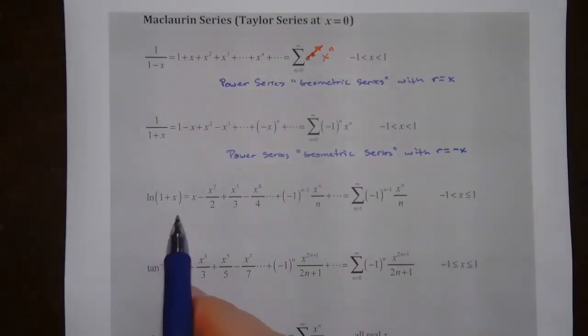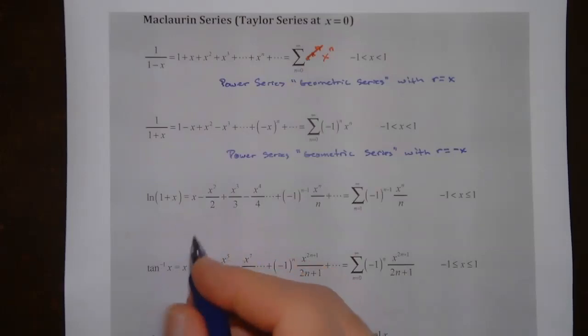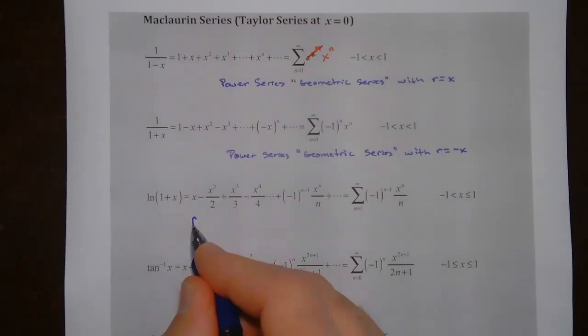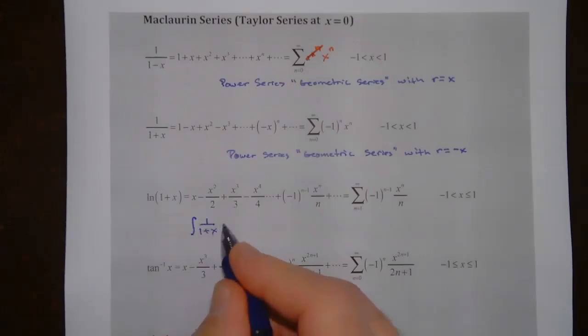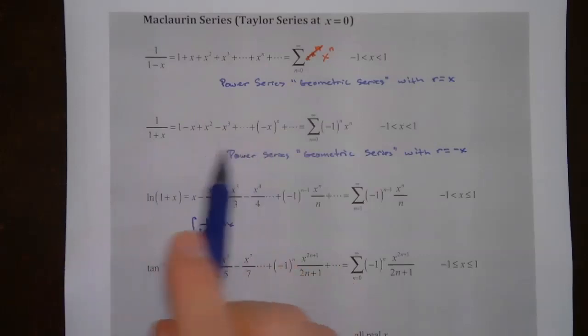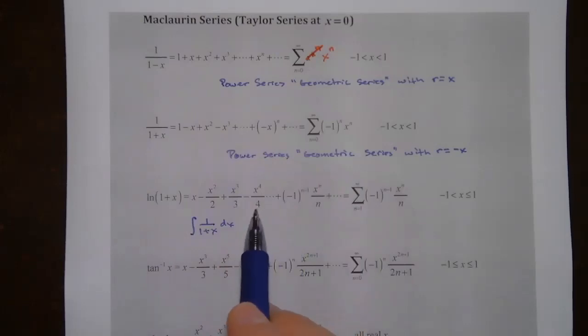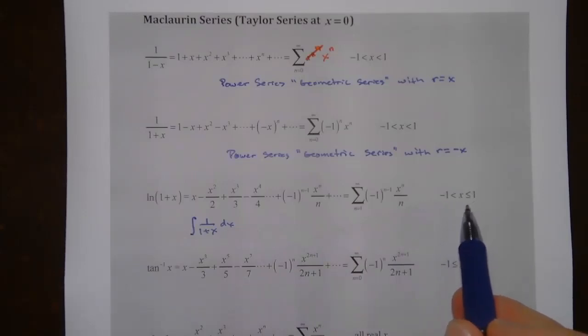Now, this is also a Maclaurin series, a Taylor series, and it came from integrating 1 over 1 plus x dx. This one came from integrating that one, and we went term by term and integrated, and we came up with this series. Because remember, you can integrate a power series term by term, and you wind up with a brand new series. Now this one works between negative 1 and 1, but this one actually also works at 1.